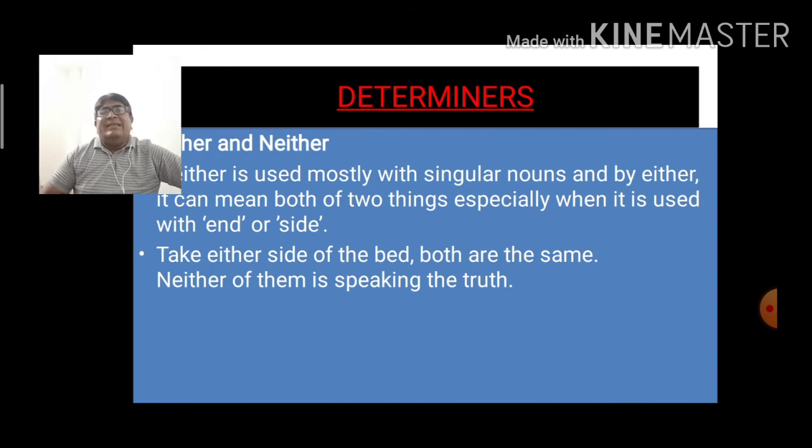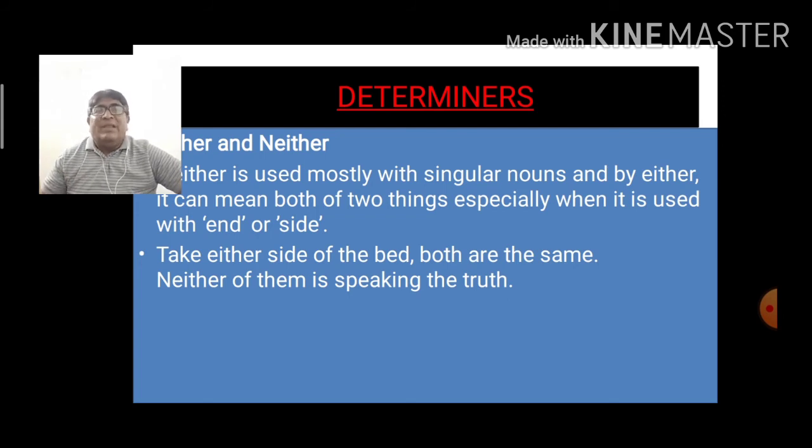The next are either and neither. Either is mostly used with singular nouns, and it can mean both the things, especially when it is used with and or side. Neither means none out of the two or more than two, and either means any one out of the two or more than two. These can be used in statements, but we cannot call them determiners when they are used as conjunctions, as in either or, neither nor. As determiners we have to use only either and neither.